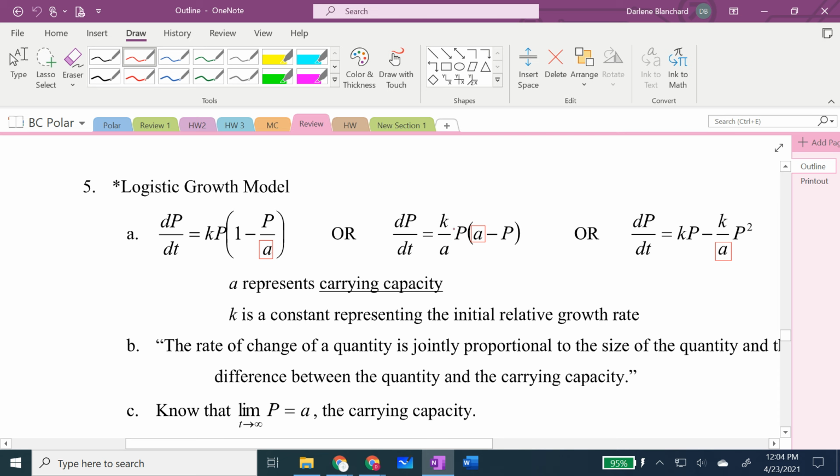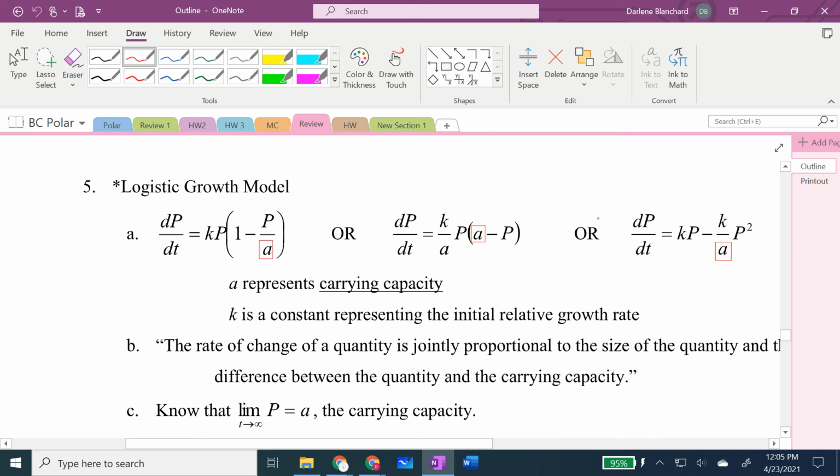If you notice you have a number multiplied to a P factored out, but in your parentheses you have a number minus just the population P variable, that number in front, that is your carrying capacity.